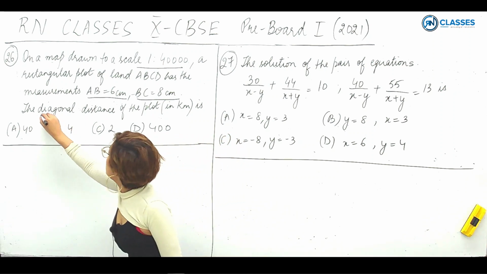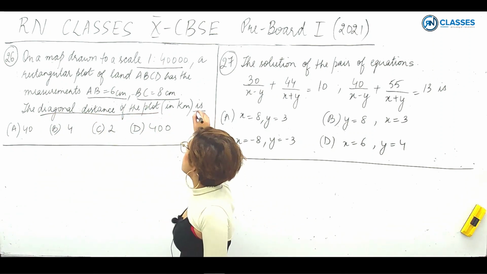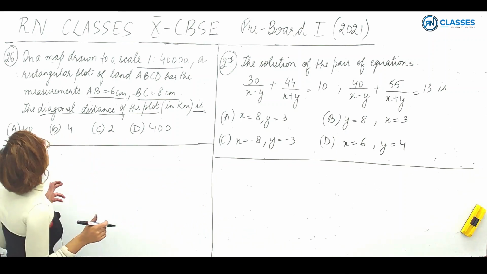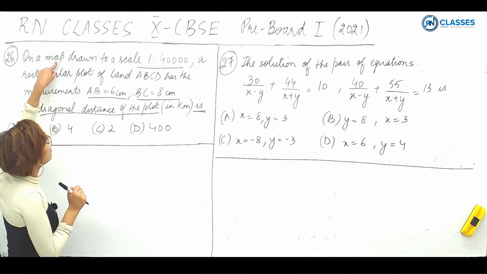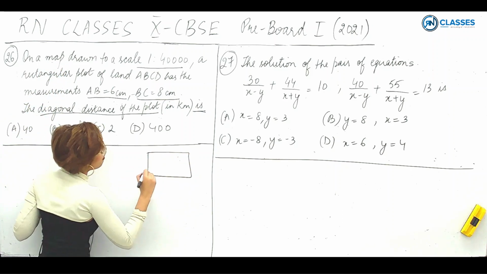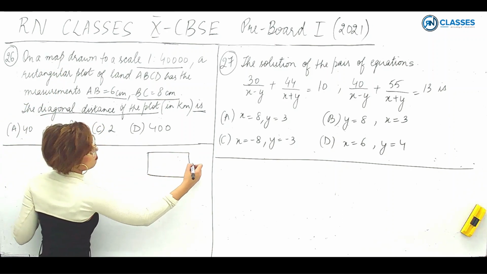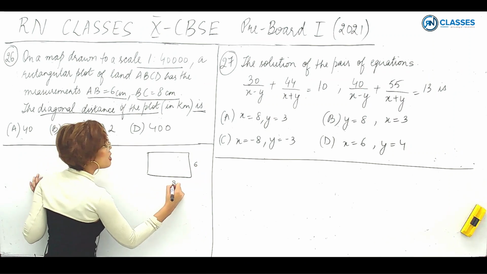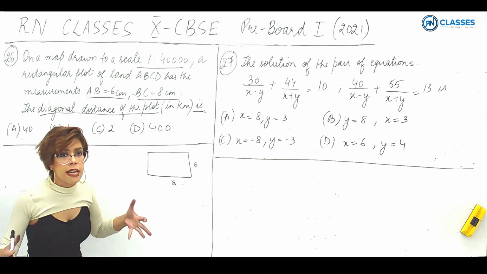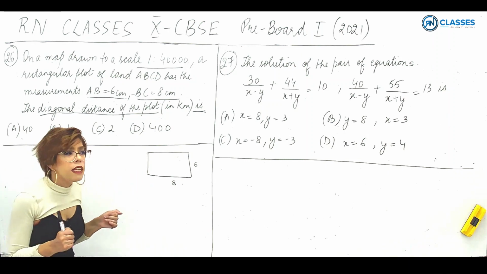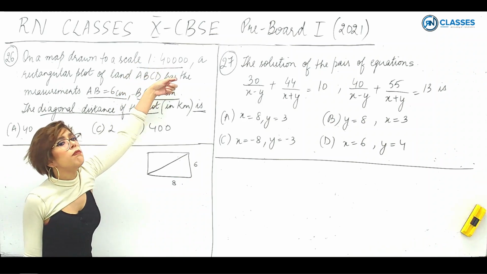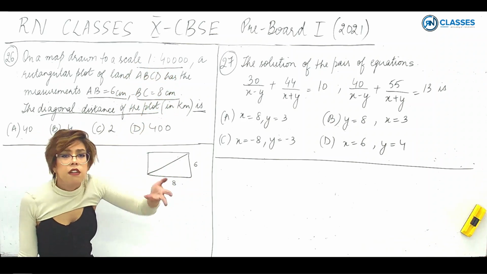The diagonal distance of the plot is, I need to find the diagonal of the plot. Now, I have been given the dimensions on the map, right, on the map. So suppose this has to be 6 now, and this has to be 8, right? I want the diagonal distance of the plot, of the real thing, right? So let me first find the diagonal on the map itself, because I know the scale. I only have to use the scale 1:40,000, we will do that.